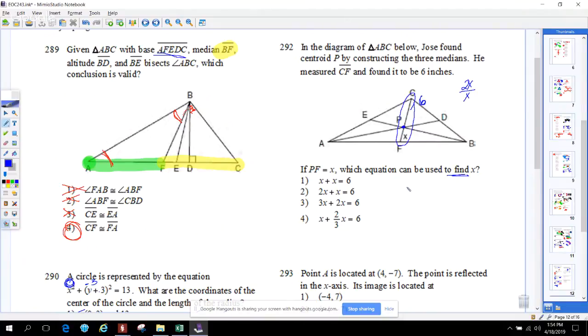Who's got this one without me telling you? Hold on, what did I find? It's 3. Nope. It is 2. Because the relationship is 2x to x. So this part is 2x, this part is x, and you add them up. So it's 2.